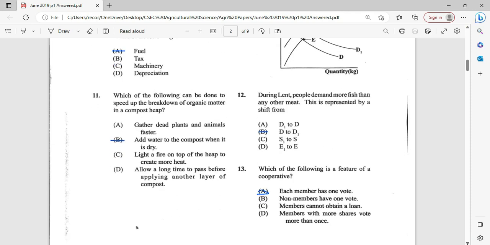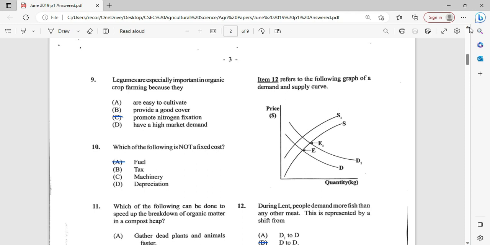Number 11, which of the following can be done to speed up the breakdown of organic matter in a compost heap? Well, what we used to do when we were at college is to usually have our compost in a very cool area. So the moisture and temperature is very, very important for the fast degradation of these materials. So here, if we add water to the compost when it is dry, this definitely will help to break it down much faster. Moving on to question number 12. So our answer for 11 is going to be B.